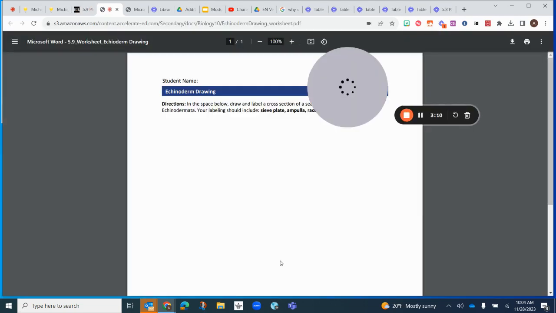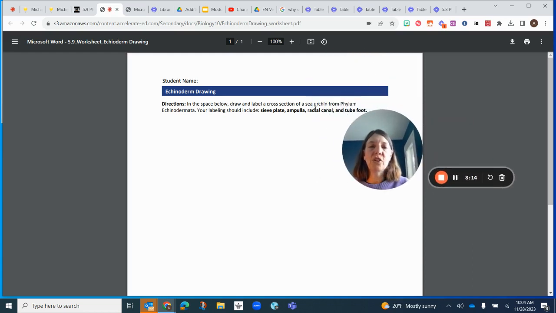Okay, so remember back to slide 3, you're going to draw a sea urchin and you're going to draw your sieve plate, that part at the top where the water comes in. You're going to draw the tube feet that come out of the bottom of the sea urchin, and then the radial canal along which we find the ampulla.